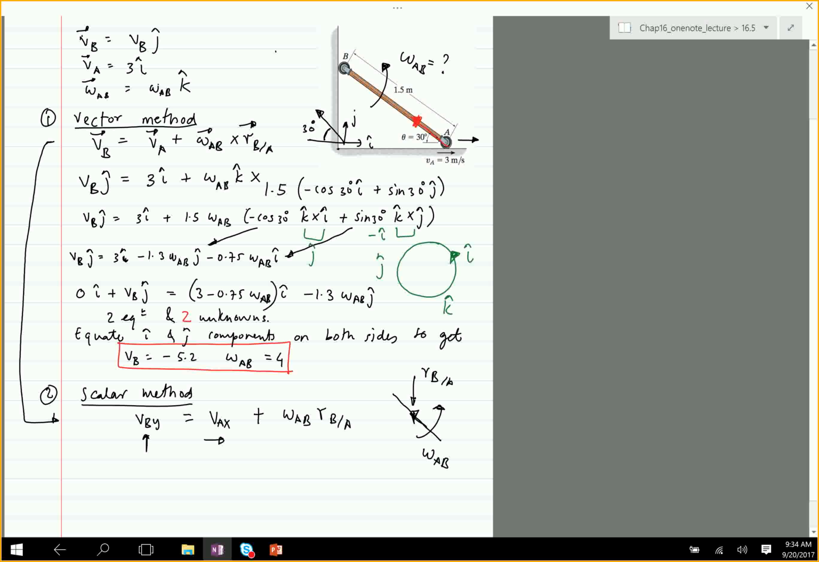Okay, so if you remember what I told you, in order to find this direction, all you have to do is take this vector from A to B and turn it in the direction of omega AB. So omega AB is turning this vector counterclockwise. You will turn it counterclockwise by 90 degrees. That will give you the direction of VB with respect to A. So this is the direction.